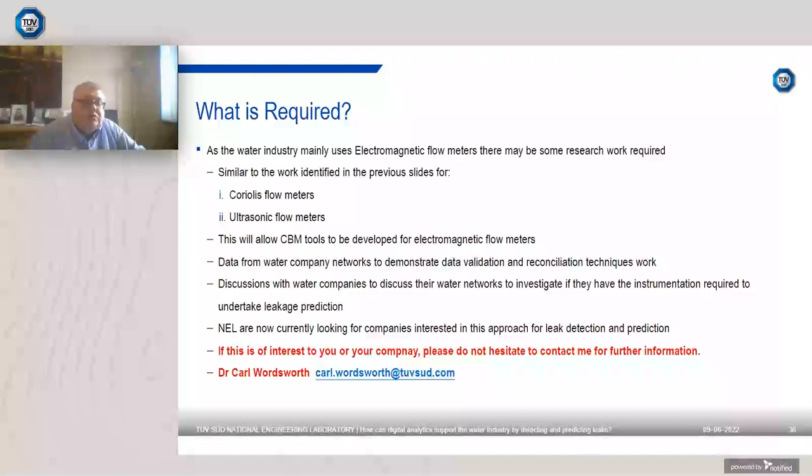Therefore, we are looking for water company partners to be able to work with us in developing a complete leak location and prediction digital solution for the water industry. If this is of interest to you or your company, please don't hesitate to contact me. My contact details are given in this slide here, and we will be happy to discuss the potential of this work with you in more detail.